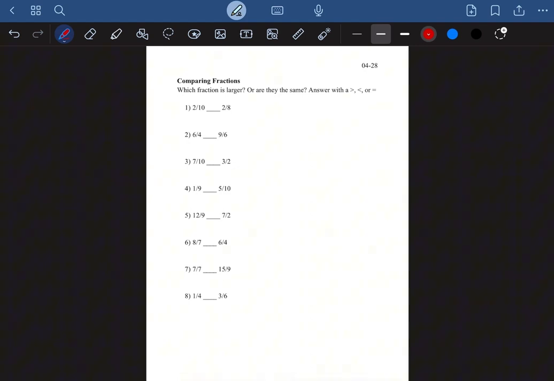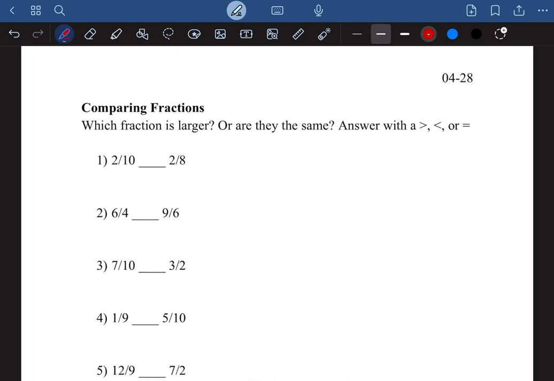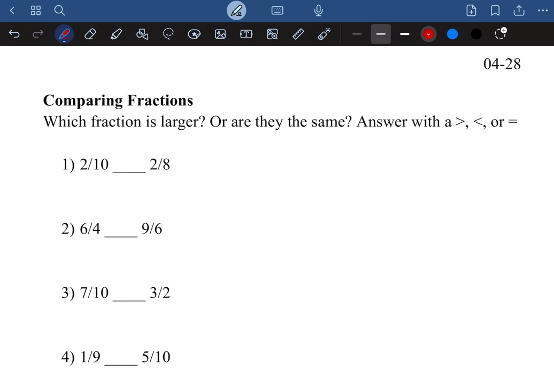Comparing fractions. Which fraction is larger, or are they the same? Answer with greater than, less than, or equal to. So number 1, we have 2 over 10 blank 2 over 8. So what we need to do is we need a common denominator. In this case, it's 40. So to get 40 as the denominator, for 2 over 10, we have to multiply the top and bottom by 4. So we can get 40 on the bottom. So this would become 8 over 40.